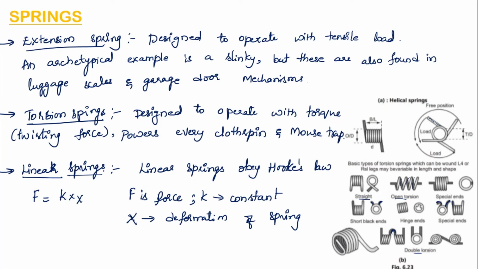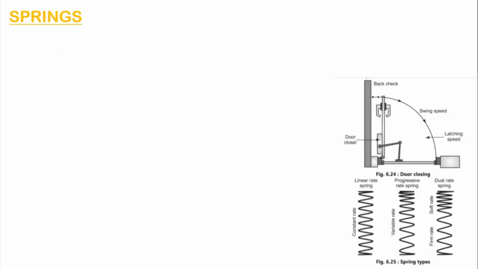Then variable rate springs. The next type of springs are variable rate springs. This is the linear rate spring. This is constant rate, and these are variable rate springs. There are two types in this, that is progressive rate spring, with soft rate and then firm rate, and dual rate spring. Here you can see the portion here has more closely wound wires, and here they are very far apart.